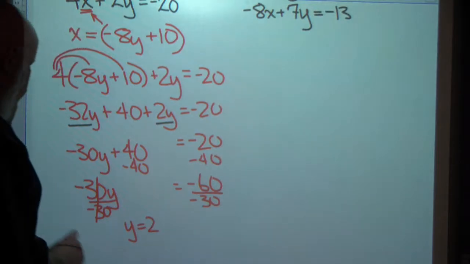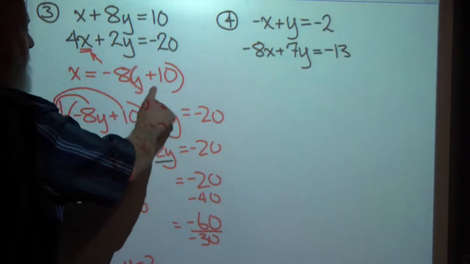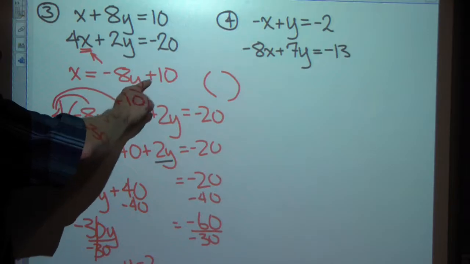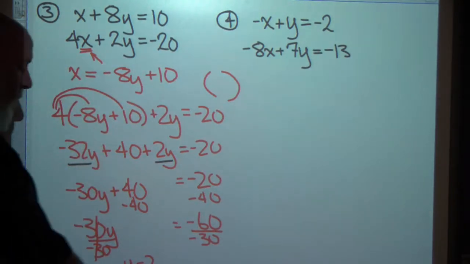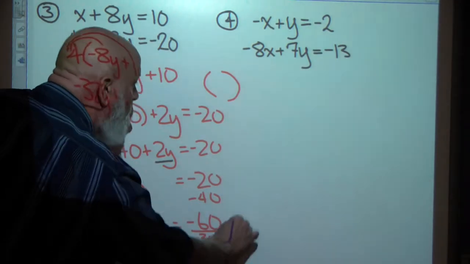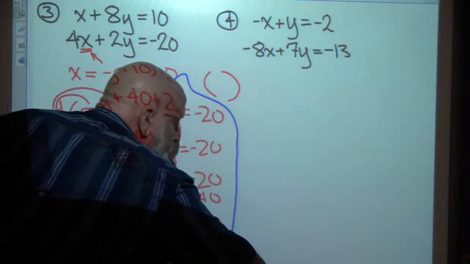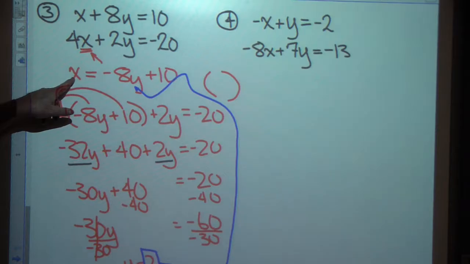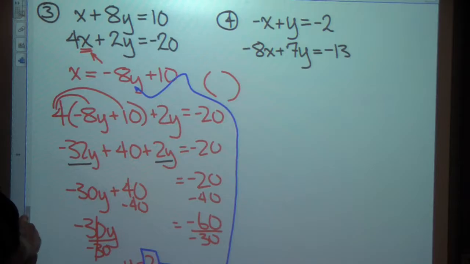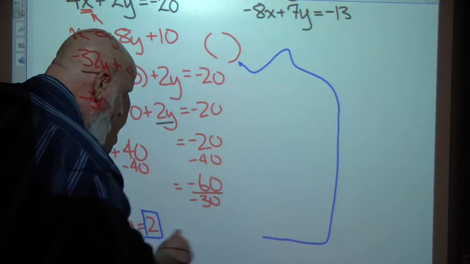Now I'm going to plug this into the easiest equation I can find where I can plug in a y. And that's this place right here. I solved it for x. That's the easiest place I can plug it because I just do this arithmetic and I'll know my corresponding y value. So I'm going to take this. I can plug it in anywhere, but that's the easiest place. And we can do that in our heads. This will be x equals negative 8 times 2 is negative 16, plus 10 is negative 6. So if y equals 2, x equals negative 6, if I haven't made a mistake.